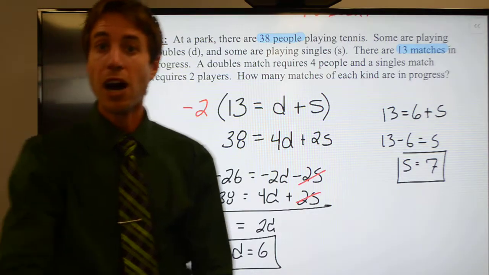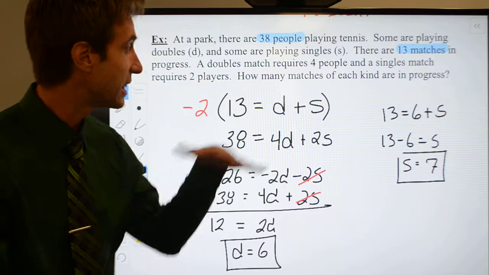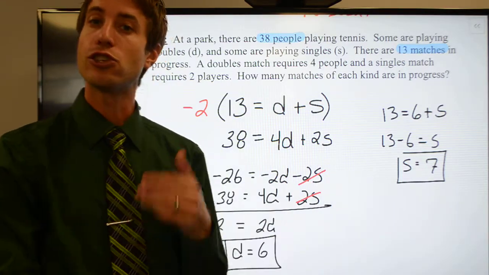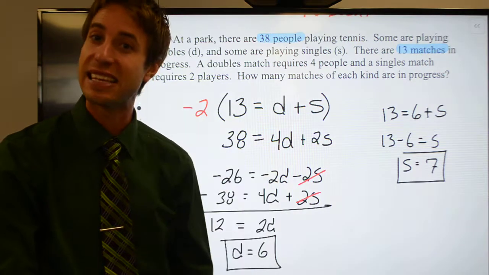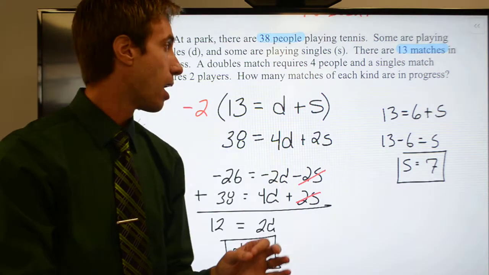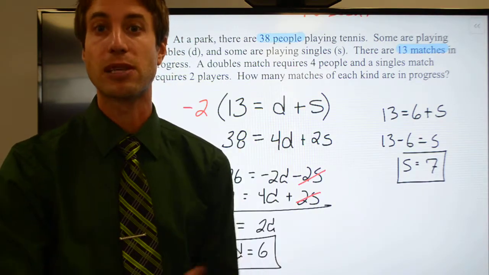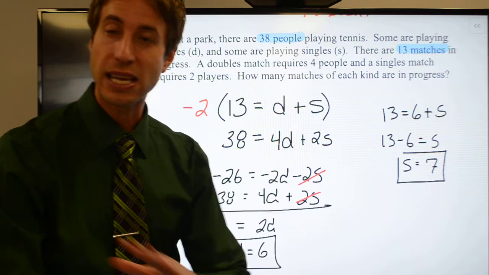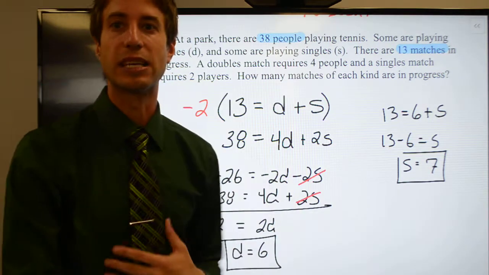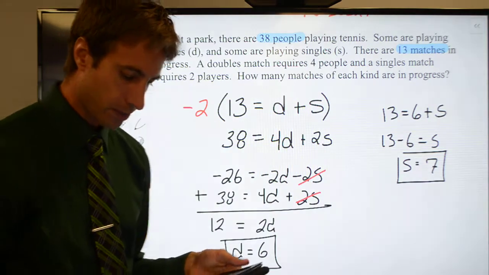Okay, great problem. Again, for word problems, this is actually the trickier one because I did not give you the equations. You have to pull the information out of the problem to write your own equations and then solve them. Remember, the tip for doing this is find the numbers that represent totals: 38 people, total of 13 matches, and then write equations that would get you those totals. So let's try another one.